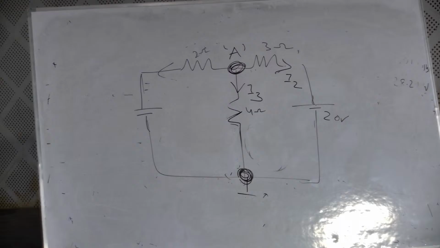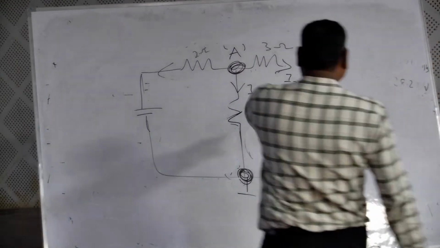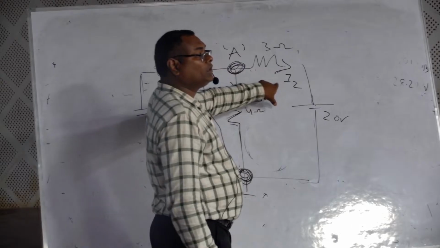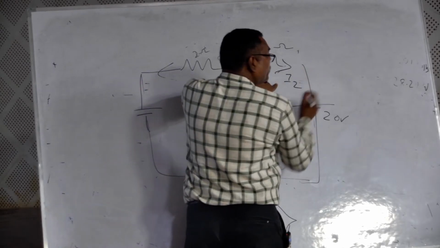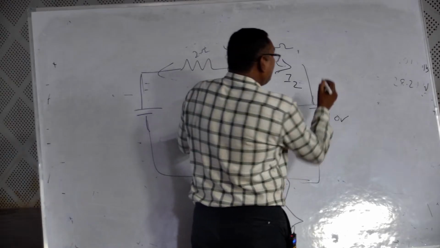Next one. What is the current through 3 ohms? It is I2. Give the new name. What is the new name? I3 ohms.